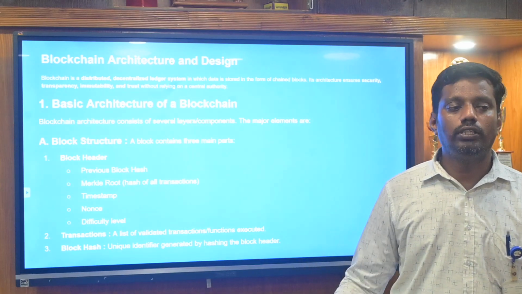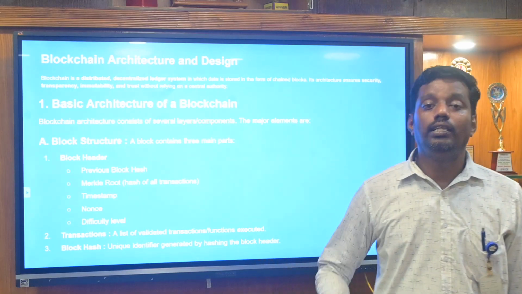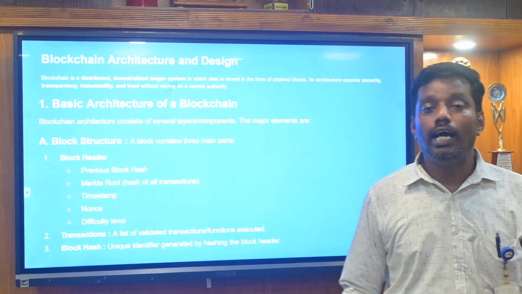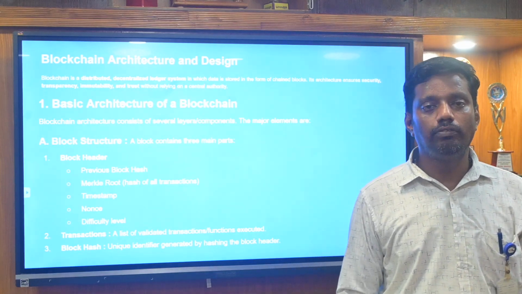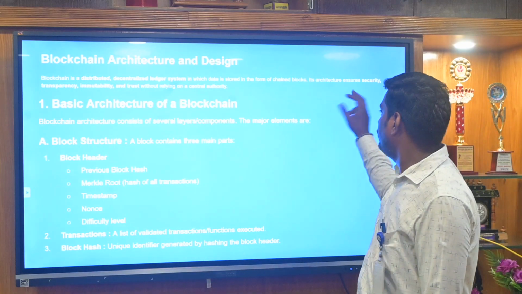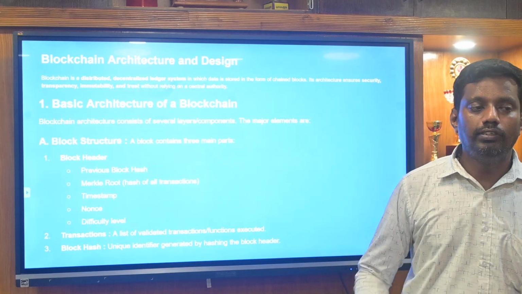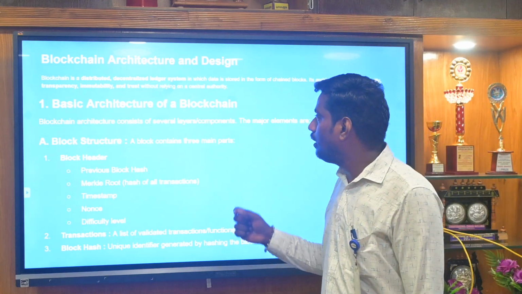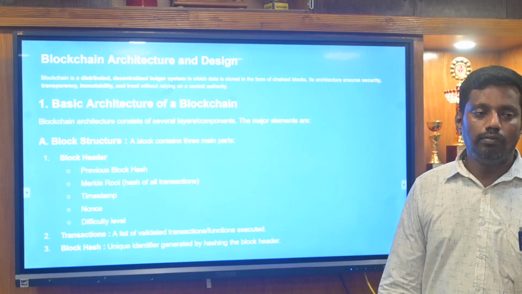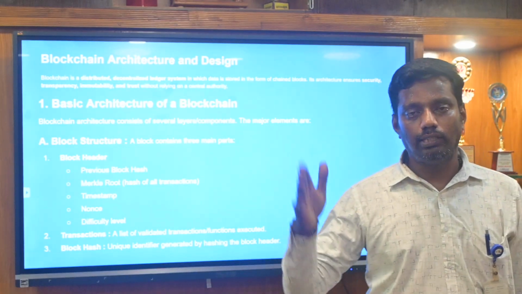When you talk about blockchain architecture and design, the blockchain is a distributed, decentralized ledger system in which the data is stored in the form of chained blocks. Its architecture ensures security, transparency, immutability, and trust without relying on any central authority. Then we have the basic architecture of the blockchain, which consists of several layers as well as components.